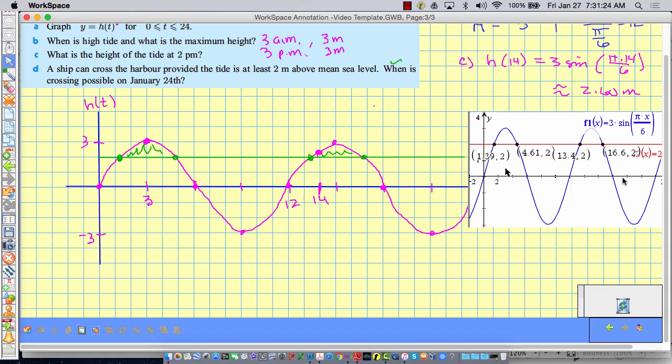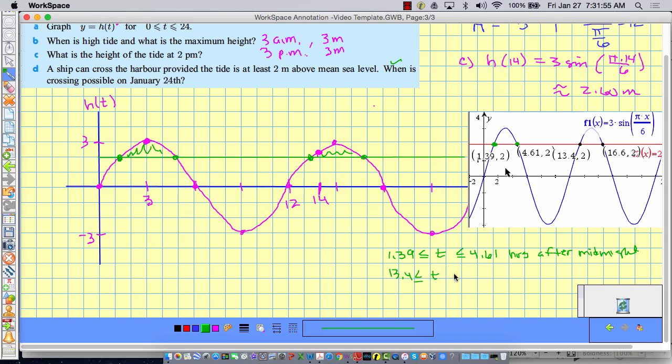Okay, so what are the times? Well, it is from here to here. So it would be, let's see, 1.39 less than or equal to t less than or equal to 4.61 hours after midnight, as well as 13.4 less than or equal to t less than or equal to 16.6 hours after midnight.